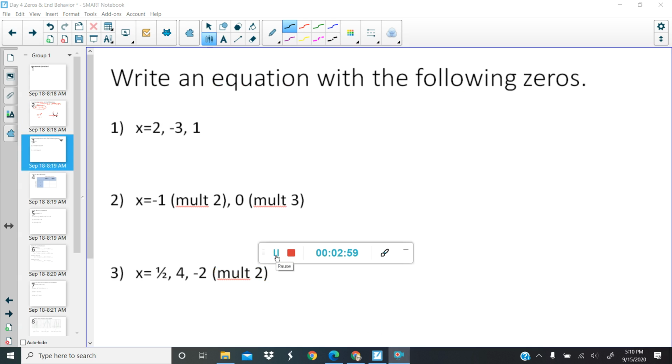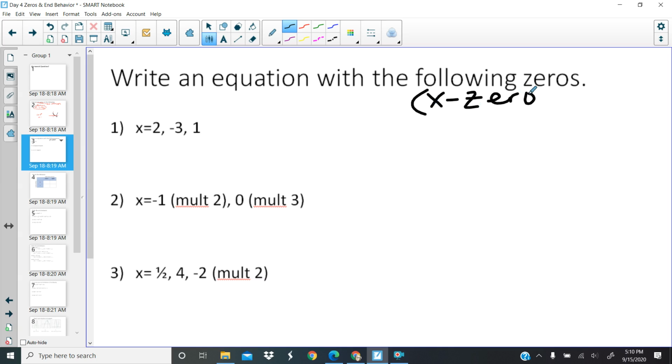Okay, so then working backwards from finding the zeros, you may be asked to write an equation from the zeros. Whenever you're writing the equation, you're going to have to come up with the factors. The factors that are going to go into the equation will be x minus the zero that you're given. And then if it has a multiplicity, that's going to affect the exponent.